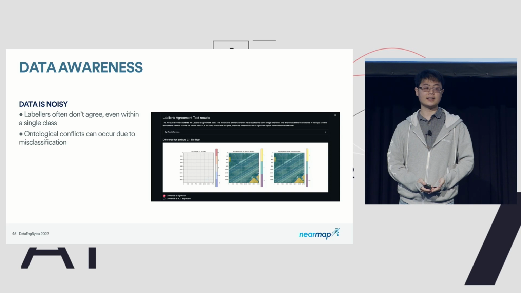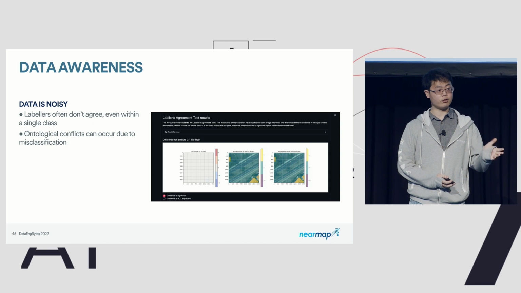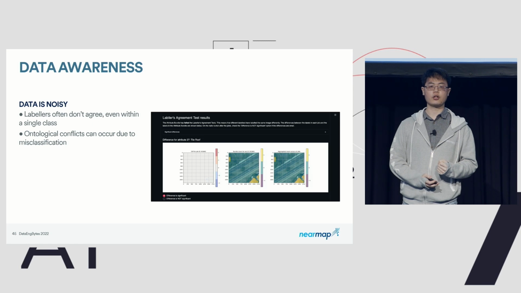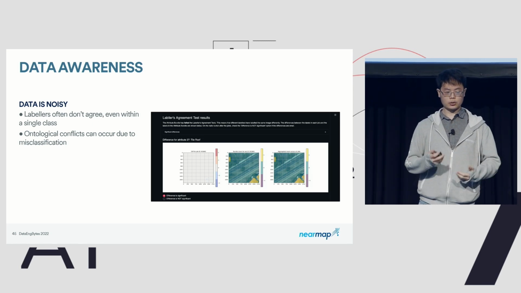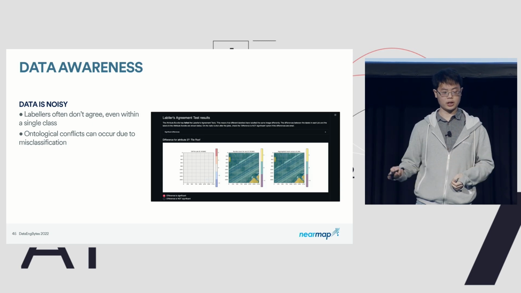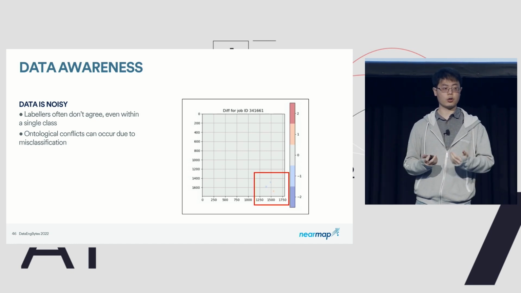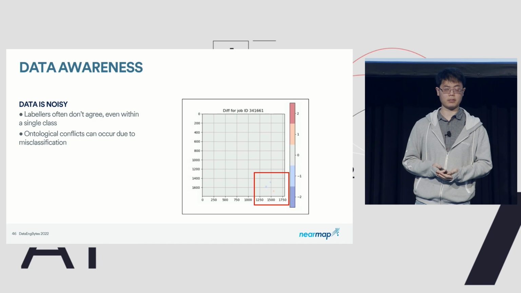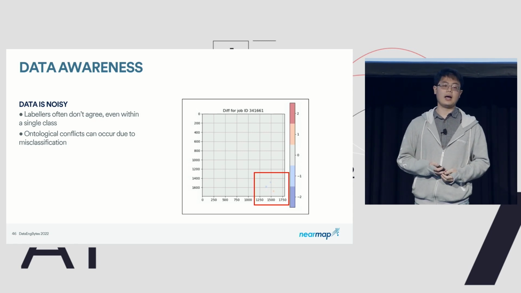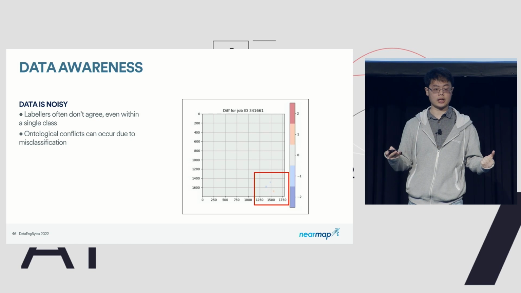The other benefit that it's given us is data awareness. So what I mean by this is that data is noisy. It turns out that labelers often don't agree with each other, even if you're only labeling a single class. So this is a screenshot from one of our internal tools. We have basically asked two separate labelers to label the same image. And now zooming in, you can see a few pixels over here, which show where they actually disagreed. They gave different labels to the image. Now, this is just for one class or one image. So if you think about extending this to multiple different classes, you are going to get much larger conflicts.